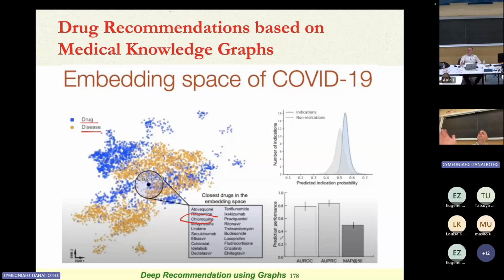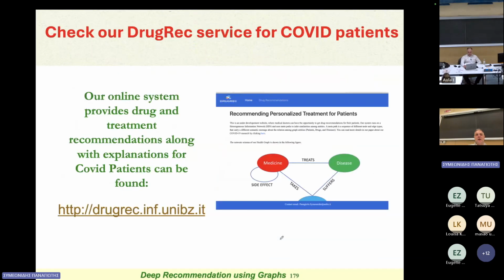So these are things that can be applied also to other domains, and specifically to the medical domain. So biomedical engineering could also be a choice. For our case, we also have a service for COVID patients on the DrugRec website that you can check out, and there are also explanations about the drugs which can be used for treatment. So check our DrugRec service.